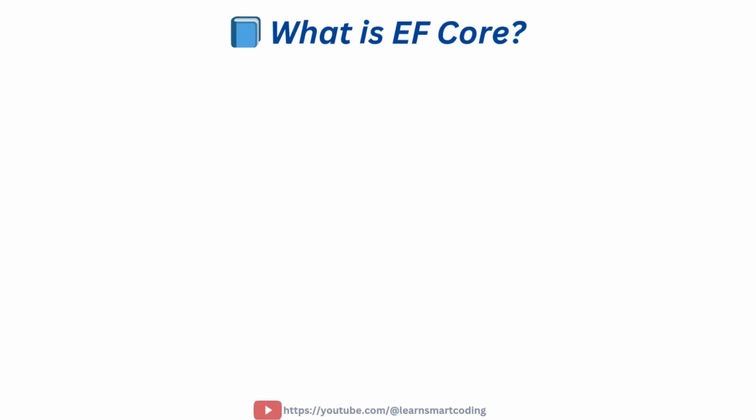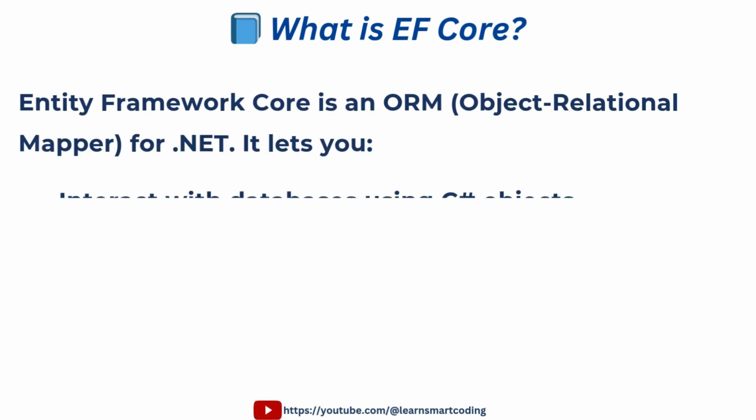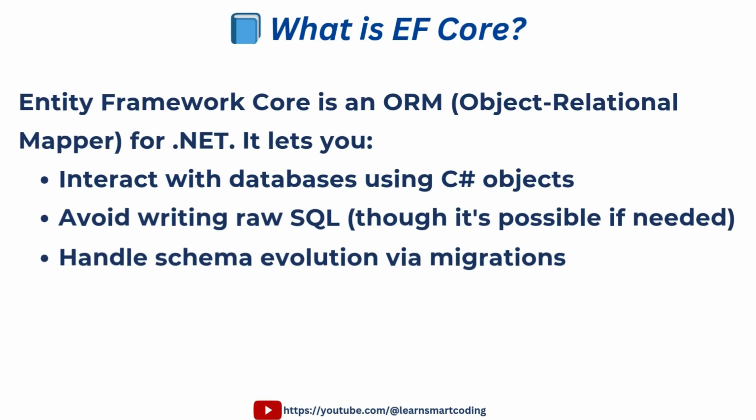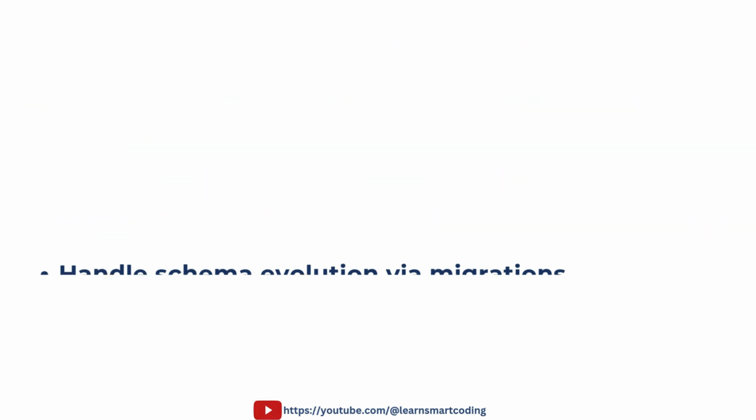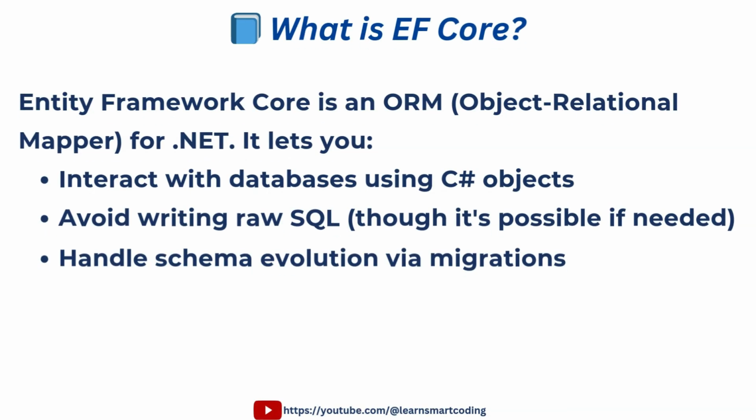but before we step into the Entity Framework Core, first of all, what is EF Core? So Entity Framework Core is an ORM, Object Relational Mapper, that's for the .NET, and it lets you interact with databases using C# objects, avoid writing raw SQL, though it is possible if you wanted to do so, but it also handles the schema evolution via migrations.